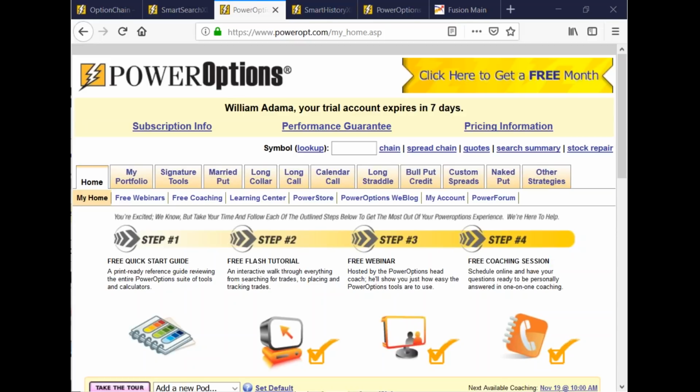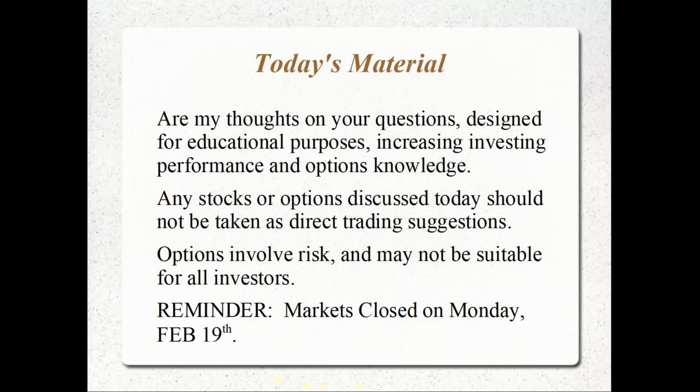I just want to remind everyone, of course, as I mentioned earlier, that today's material are my thoughts on your questions, designed for educational purposes, increasing investing performance and options knowledge. Any of the stocks or options discussed today should not be taken as direct trading suggestions. I'm not saying I'm going to go out and open an SPY diagonal tomorrow or on Monday. If I did, it would have a similar structure to what we showed today, not the horizontal, because that's personal preference.